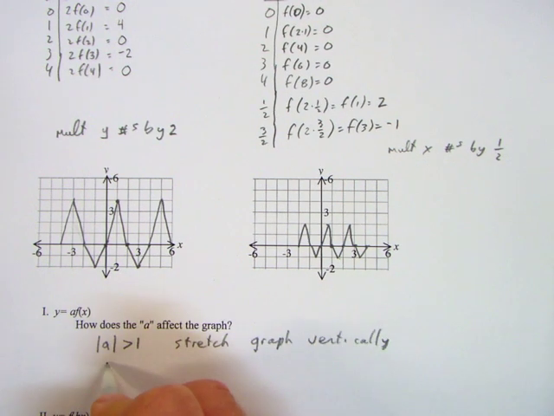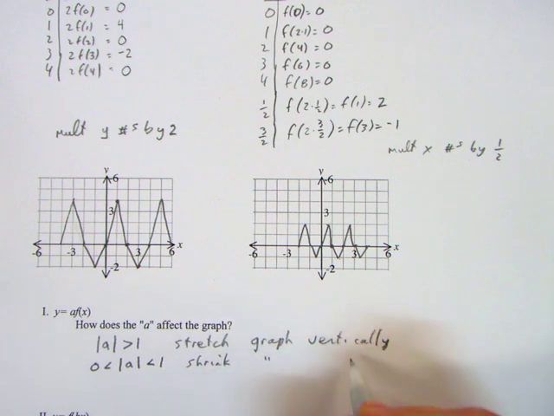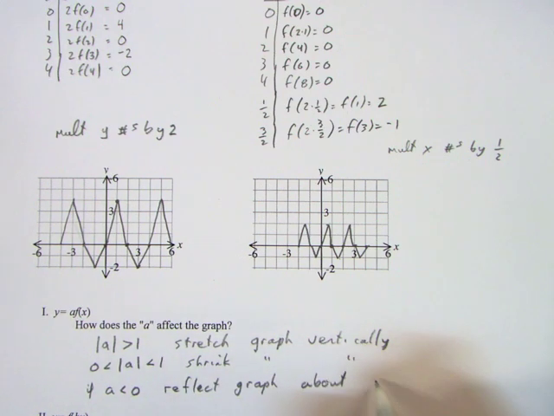What if it was less than 1? And we could add in greater than 0. In this case, since it's absolute value, we don't really have to have it. What it's going to do is shrink the graph vertically. And then, just as a review, if a is less than 0, what it's going to do is reflect the graph about the x-axis.